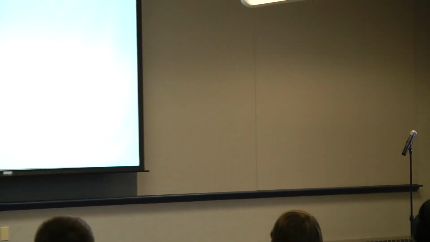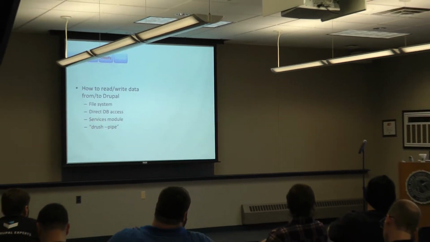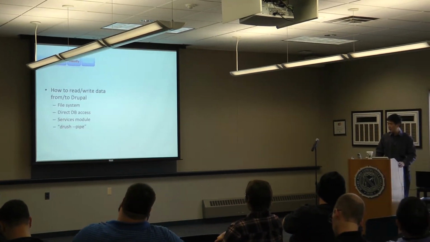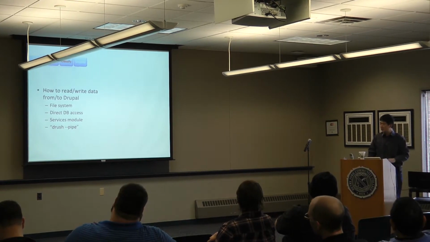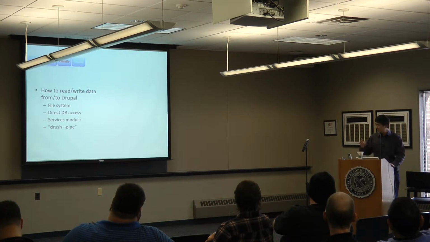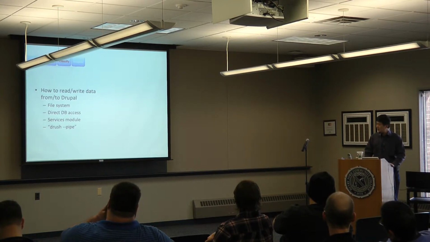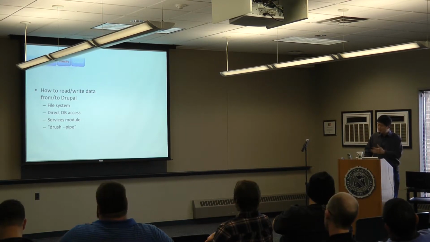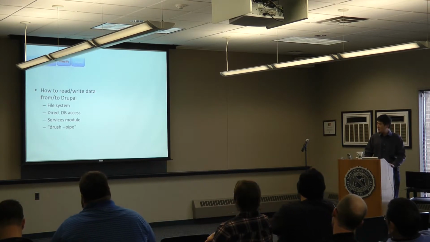You have to write a lot of services endpoints to get particular data from Drupal. Another possible option was to use a Drush pipe. Drush has this pipe option where it can export data into JSON format. It doesn't have to be human readable. Drush can export data in JSON, and then your program can take that JSON as data input. I'm going to talk about how I did that, but these are a few options.